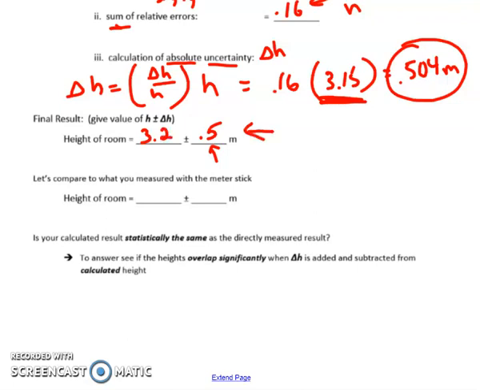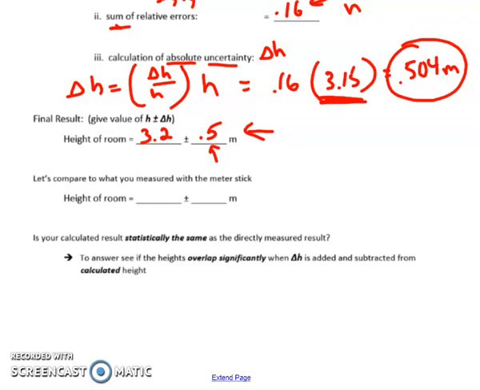There's my final result. And what you're saying is I'm pretty darn certain that my height is somewhere between 3.2 minus 0.5, which is 2.7, and 3.2 plus 0.5, or 3.7. And so it's a pretty big range. But that's how you do it.